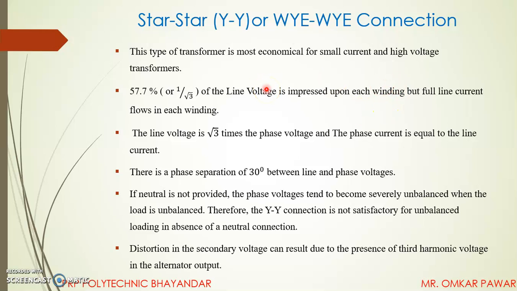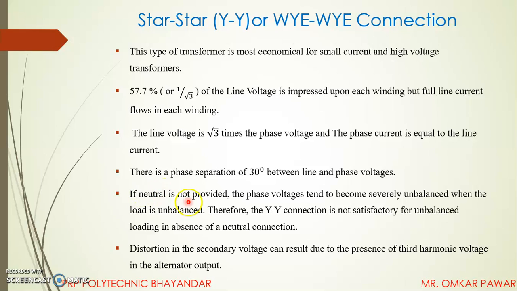That is phase voltage. In star connection, line voltage is equal to root 3 times phase voltage. So phase voltage will be line voltage divided by root 3. So that much amount of voltage, that is 57.7% of line voltage, is impressed upon each winding, but full line current flowing in each winding. So the line voltage is root 3 times the phase voltage and the phase current is equal to the line current. So there is a phase separation of 30 degree between line and phase voltage.